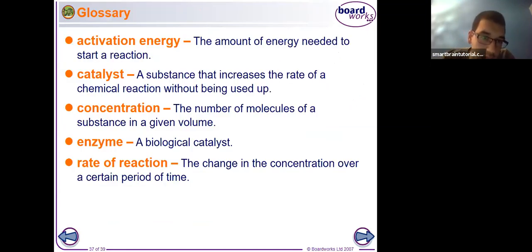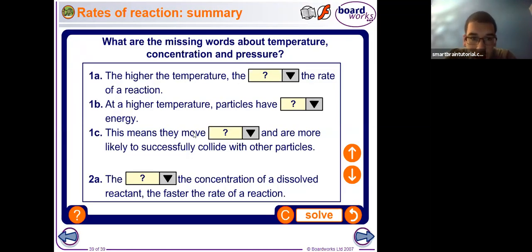Okay, here are the key concepts, the most important concepts we learned in this topic. And I want to fill these questions. We will find the missing word. The higher the temperature, the faster the rate of the reaction. Yes. At a higher temperature, particles have more energy. Yes. This means they move faster and are more likely to collide with other particles.